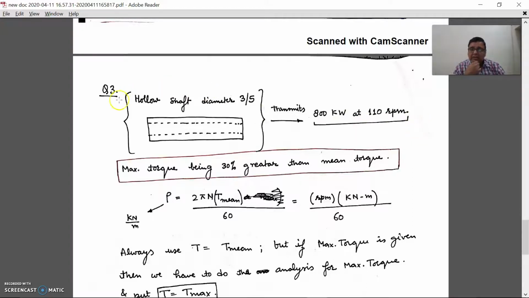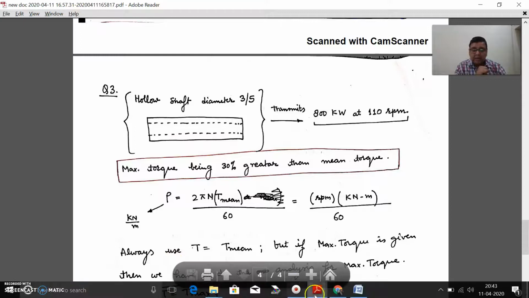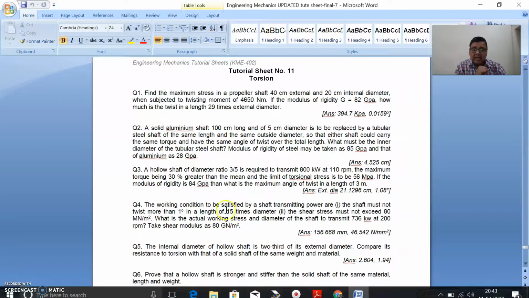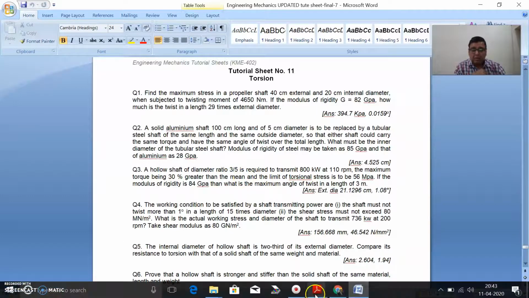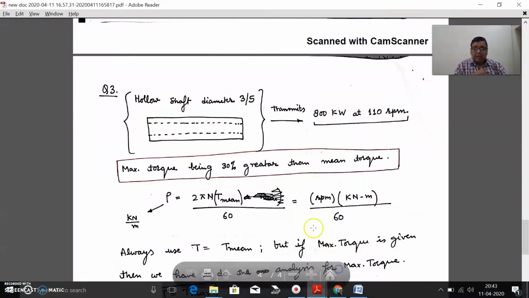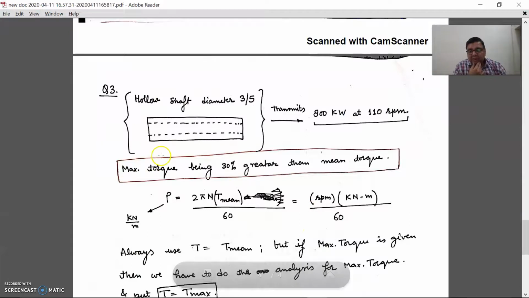This type of information we had already written from just the first line, so please try this out. Then in the next line, we can study the maximum torque being 30% greater than the mean torque. In this it is written that the maximum torque is 30% greater than the mean torque. What do you mean by this term? What is maximum torque?